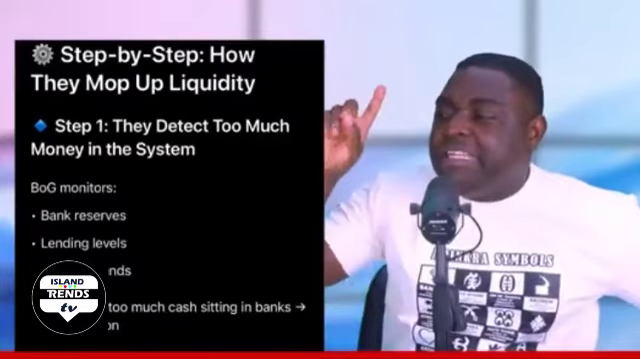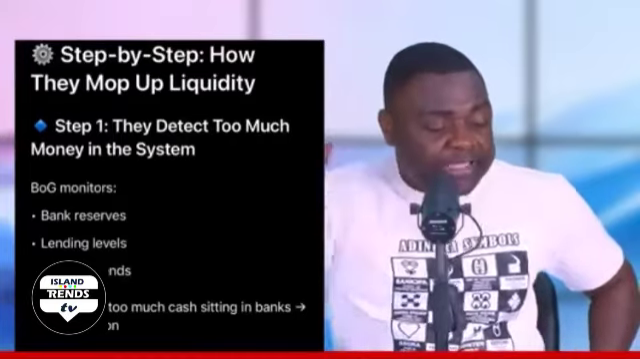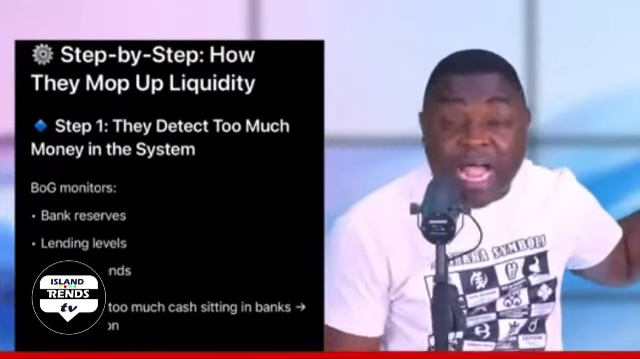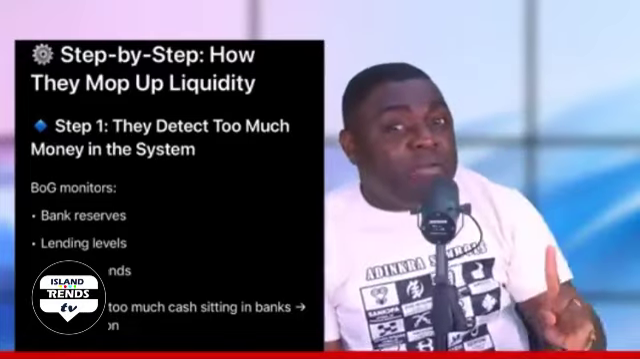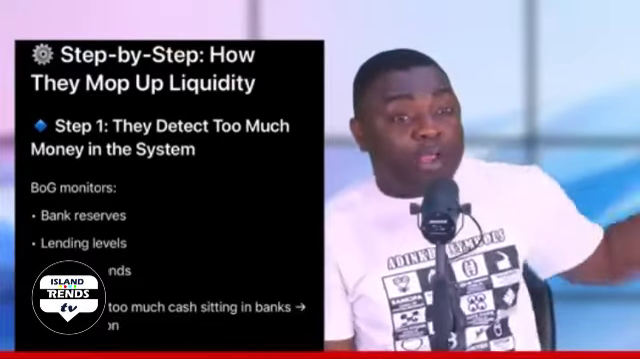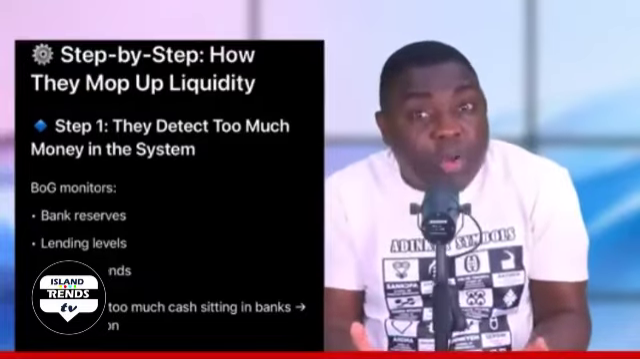Step one, they detect too much money in the system. So when you detect too much money in the system, you find a way to get some of the money out of the system. Because if you don't do that, your economy is going to crash. It's going to be stuck. And if the Governor and the Bank of Ghana had not done that, the 60 billion cedis in the system would have crashed the economy.